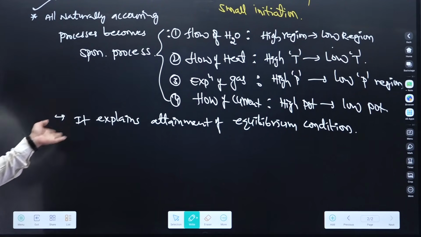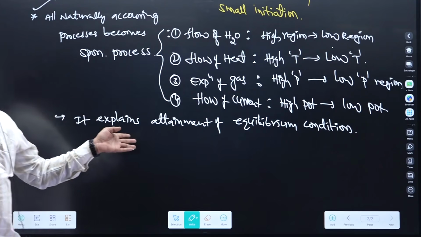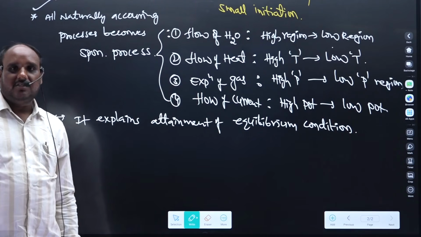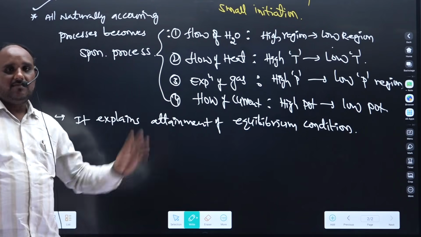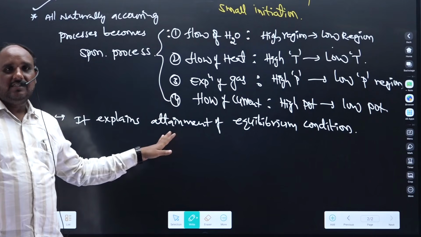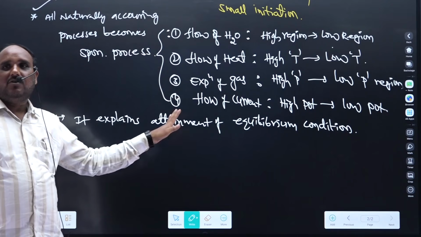Any reaction that is carried out, for example the synthesis of ammonia, where nitrogen and hydrogen combine to form ammonia, also reaches an equilibrium condition. How we get the equilibrium condition can also be explained. So this is somewhat of the importance. The major points I covered show the importance of thermodynamics.